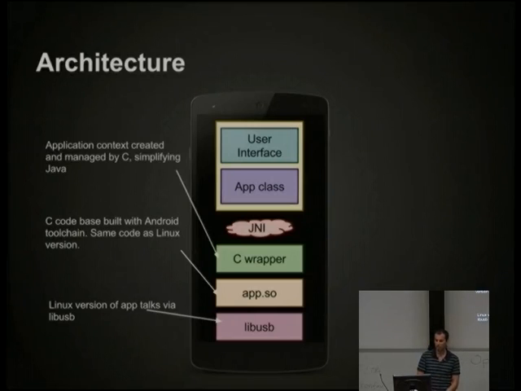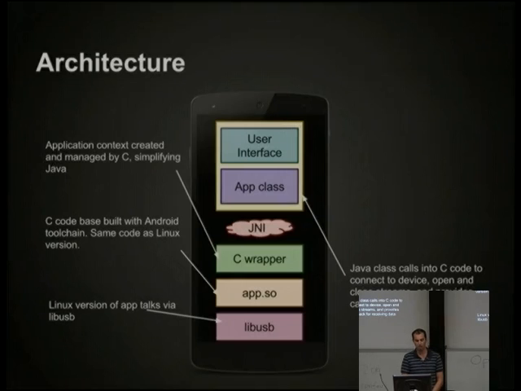On top of that is a C wrapper. So this is a bit of code that interfaces between your existing code or existing application and lets it talk up through JNI to Java. JNI stands for the Java Native Interface, and it's a way of getting Java code to be able to call into C and C code to be able to call into Java.